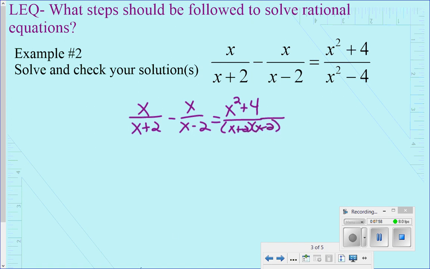So now that I have the denominators factored, I can figure out the domain restrictions. X can't equal positive or negative 2. So now I'm ready to figure out what the least common denominator is. So between x plus 2, x minus 2, and x plus 2 times x minus 2, I can see that the quantity x plus 2 times quantity x minus 2 is the least common denominator. So I'm going to take both sides of the equation and multiply by that LCD.